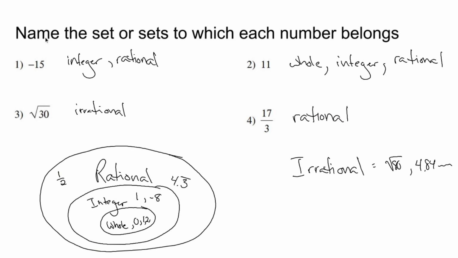Okay, so this is how you name the set or sets when given a number. And of course, there's other numbers that we could use, but we used a couple. All of them were positive except for one. And yeah, several names for some of them. Hope this helps.